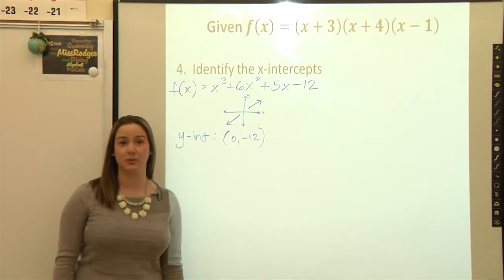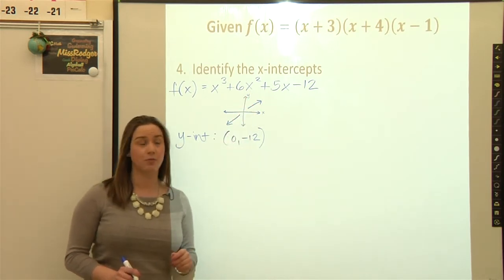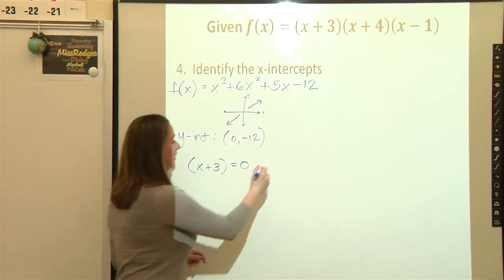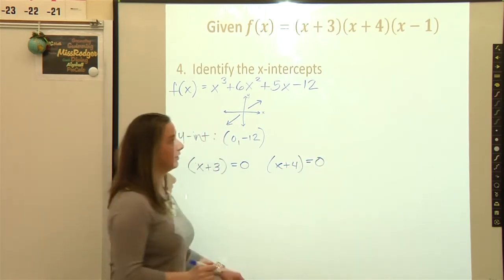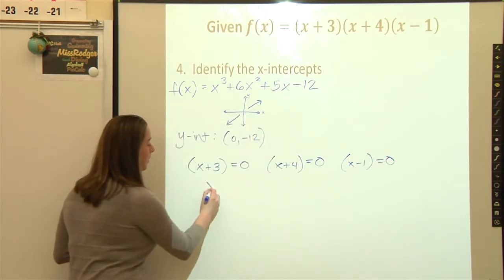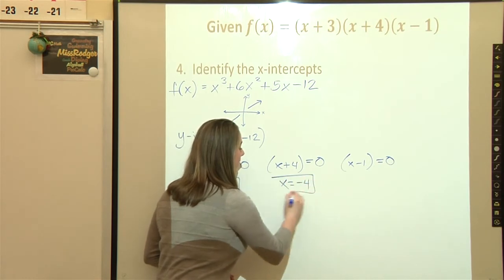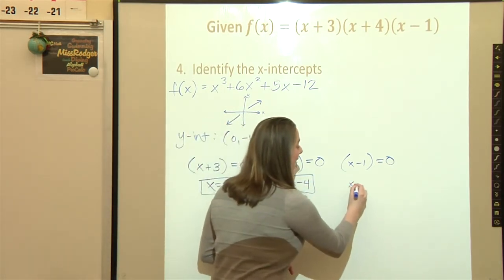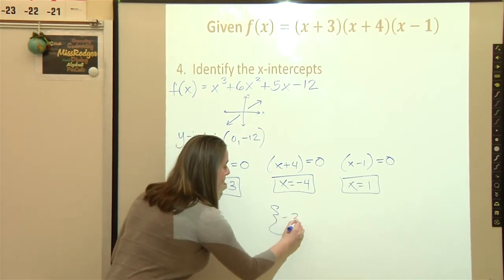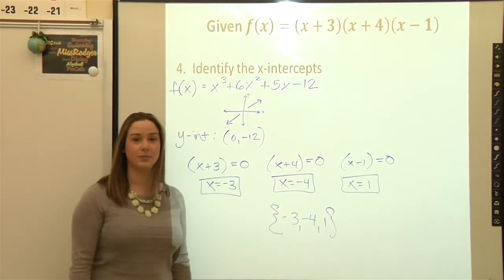Let's now determine our x-intercepts, or our zeros, or our roots. The way that we're going to do this is we're going to think about each factor and use the zero product property. So I'm going to set each factor equal to 0 and solve. So x plus 3 equals 0, x plus 4 equals 0, and our last one is x minus 1 equals 0. I'm going to subtract 3 from both sides and get x equals -3. I'm going to subtract 4 from both sides and get x equals -4. And our last one, I'm going to add 1 to both sides and get x equals 1. So our zeros here are going to be -3, -4, and 1. And again, remember, typically we put these in set notation, which is our curly brackets.